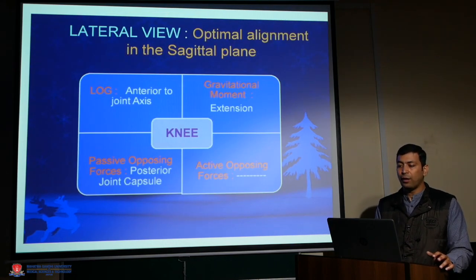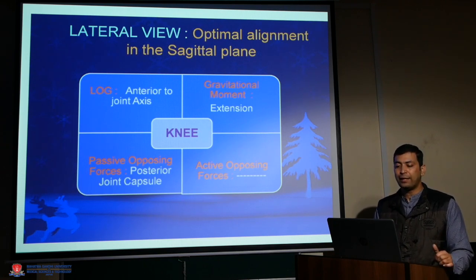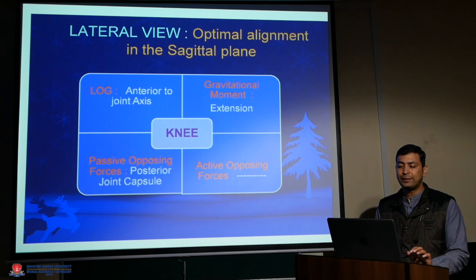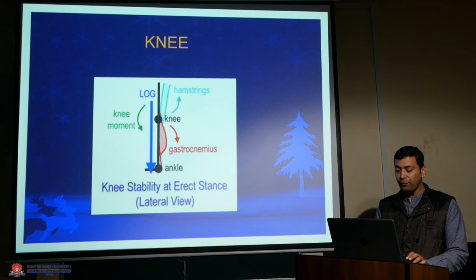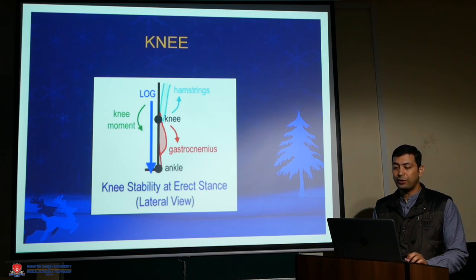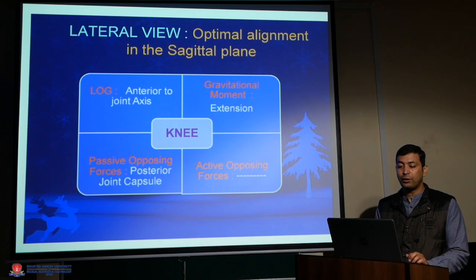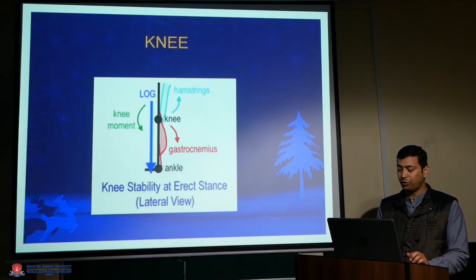Lateral view at the knee joint, optimum alignment in the sagittal plane. The line of gravity passes just anterior to the joint axis. The gravitational moment is extension, and the passive opposing force is the posterior joint capsule. You can see the knee joint, the line of gravity passes just anterior to the knee joint.